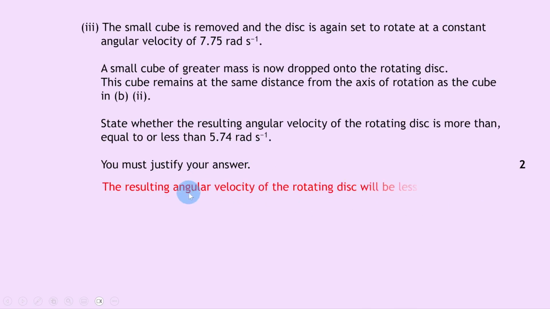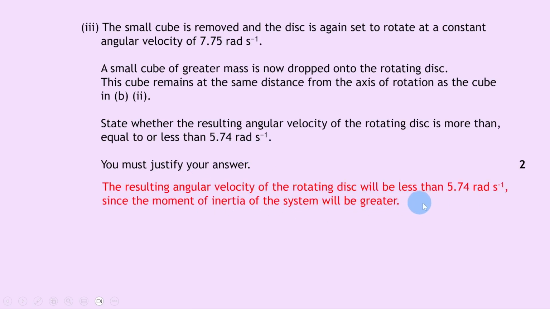Well, we can say that the resulting angular velocity of the rotating disc will be less than 5.74 radians per second, since the moment of inertia of the system will be greater. So because the moment of inertia of the cube can be assumed to be the moment of inertia of a point mass, that would just be I equals mr squared. So moment of inertia and mass are directly proportional. So the greater the mass, the greater the moment of inertia of the cube.